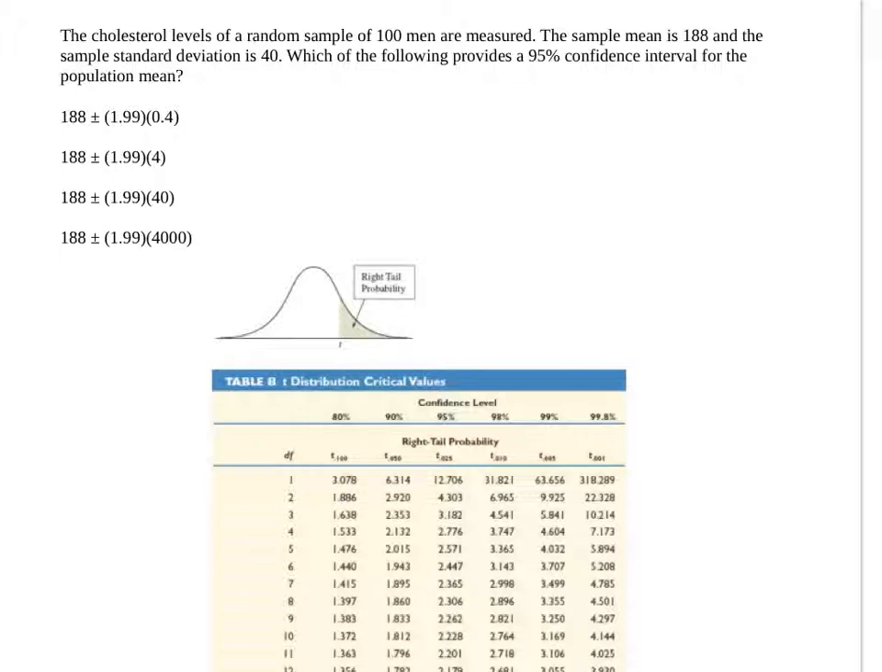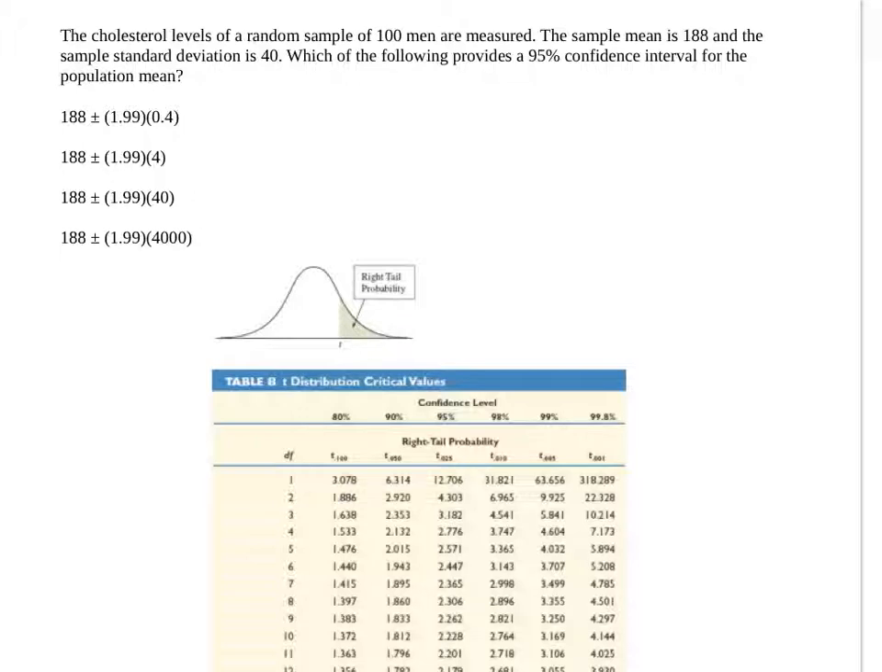Right? Now, important thing to point out. We're looking at a confidence interval for the population mean, which means we're looking at the sampling distribution, which means we're not going to use standard deviation by itself, we're going to use standard error. So that's basically what we're being quizzed on.